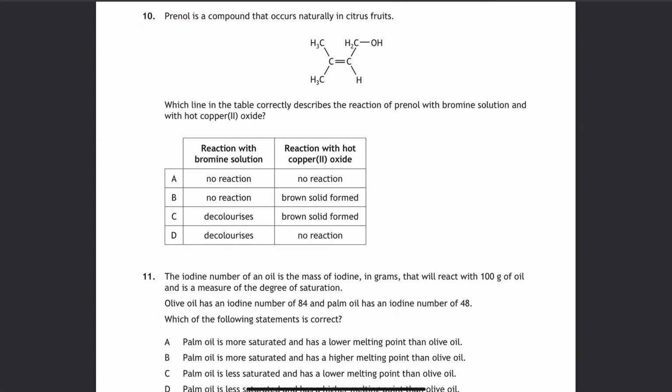Which line in the table correctly describes the reaction of prenol with bromine solution and hot copper 2 oxide? Bromine solution tests for unsaturation, so it would react if it had a double carbon-to-carbon bond. Hot copper 2 oxide is an oxidizing agent, so it would oxidize if it was a primary or secondary alcohol or an aldehyde. Looking at the bromine first, it's got a double carbon-to-carbon bond, so it would decolorize bromine solution, so that rules out A and B.